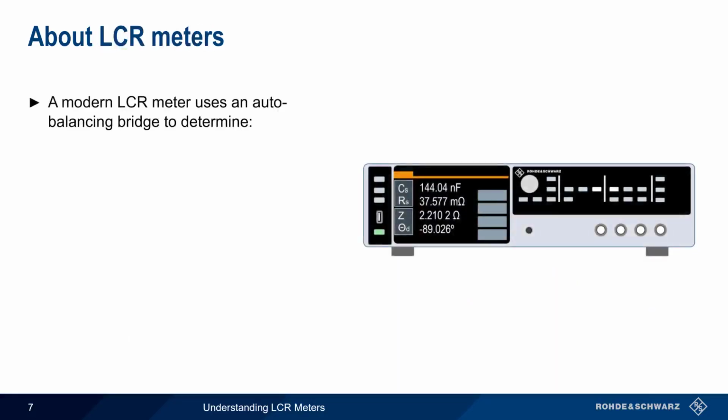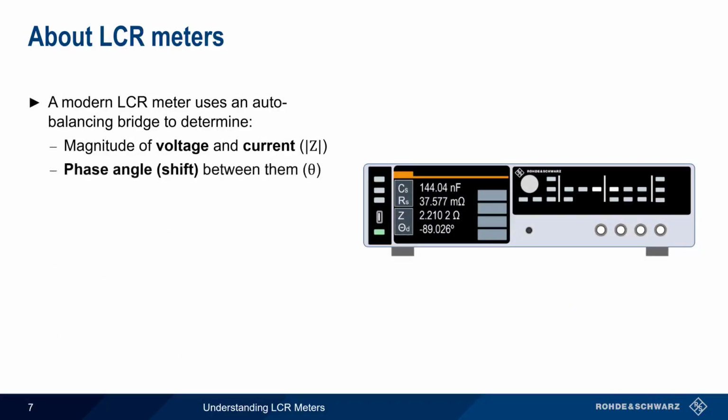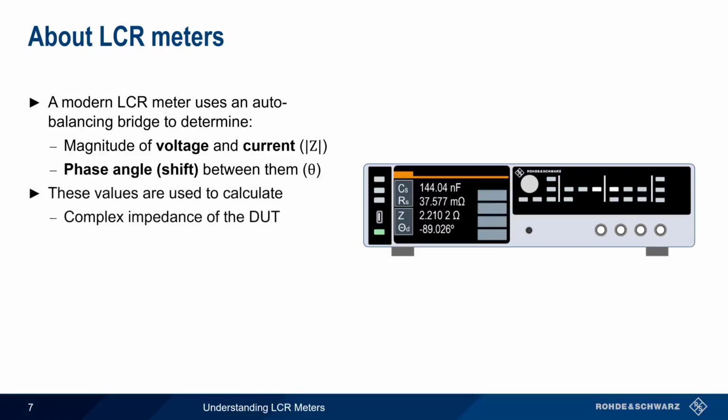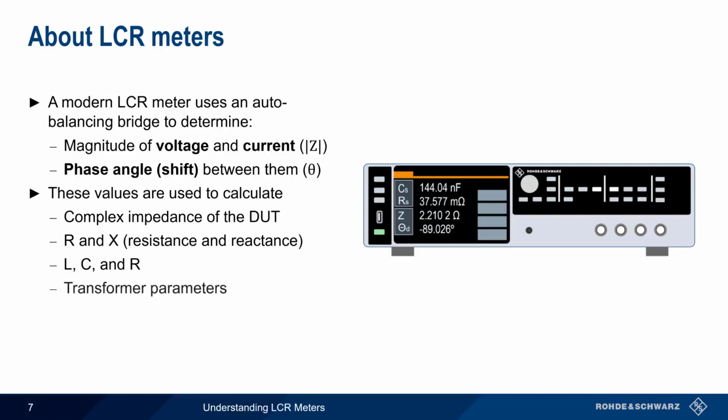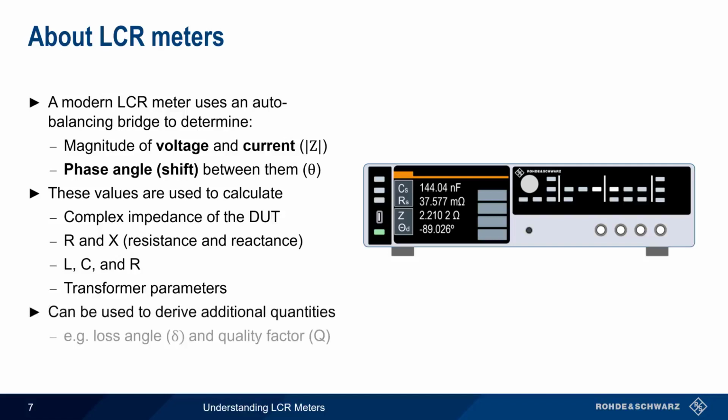Modern LCR meters use a special auto-balancing bridge to determine the magnitude of the voltage and current, as well as the phase shift or angle between them. As mentioned a moment ago, these values are used to calculate the complex impedance of the device under test, that is, the resistive and reactive parts of the impedance. These in turn are converted into L, C, and R, in henries, farads, and ohms as appropriate. It's also possible to use an LCR meter to determine various transformer parameters, something we'll come back to in a few minutes. In addition to L, C, and R, additional quantities, such as the loss angle and quality factor, can also be derived from these fundamental values. So let's spend a few moments discussing both of these.